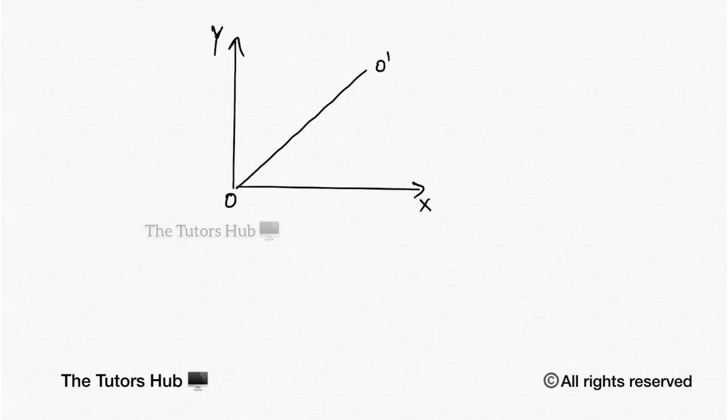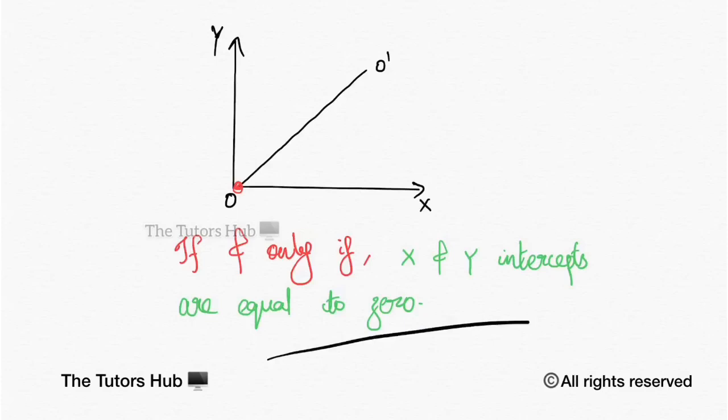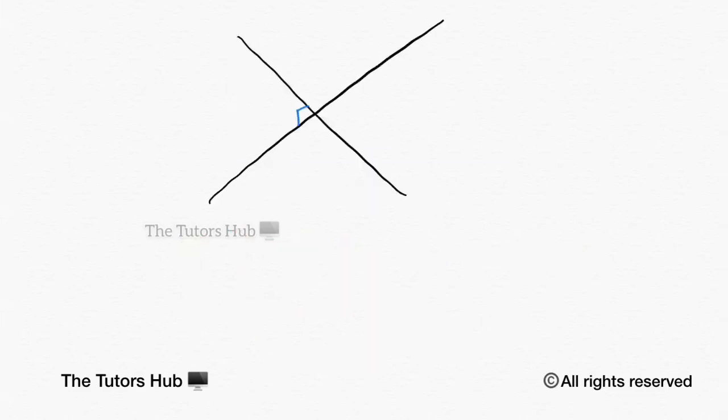Okay. So again, considering a line, x-axis, y-axis, our line is O dash. A line needs to pass through the origin if and only if its x and y intercepts are equal to 0. Is that clear? If a line is to pass through the origin, then its x and y intercepts must be equal to 0. And that's the only condition for it.